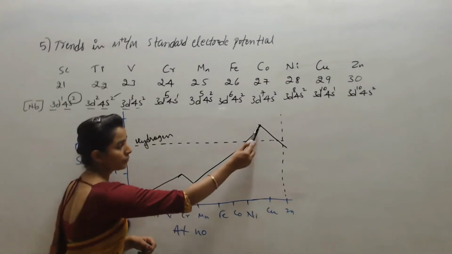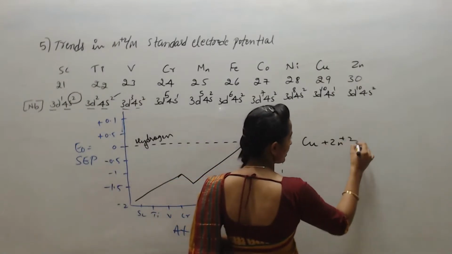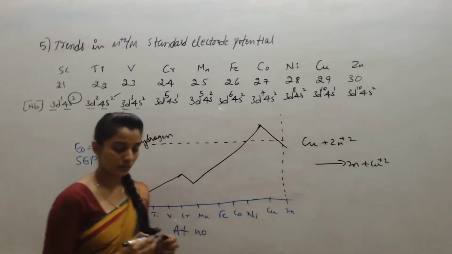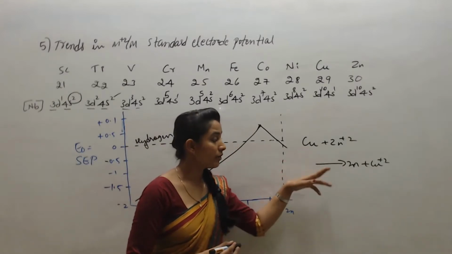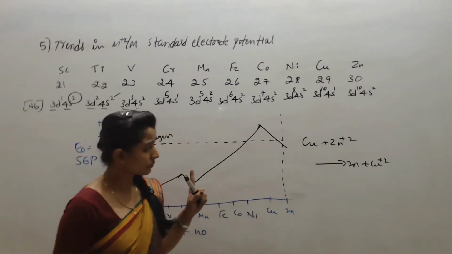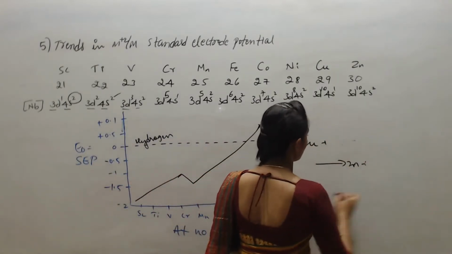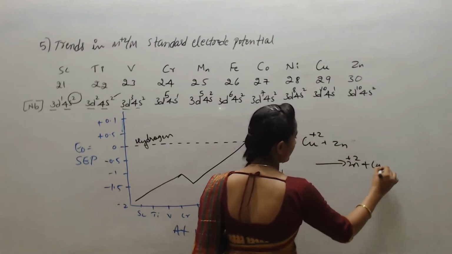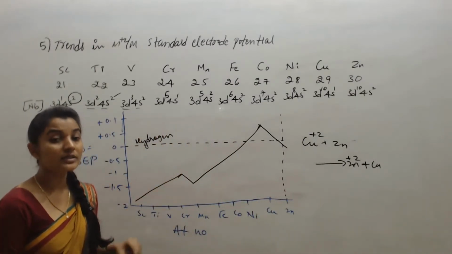If it is a negative value, and if it is a positive value, the reaction is Zn and Cu2+ changing to Zn2+ and Cu. Okay, so loss of electron means oxidation, gain of electron means reduction. Here, copper sulfate and zinc. Cu2+ is reduced and forms Cu. Cu2+ changes to Cu, that is gain of electron, so reduction takes place.